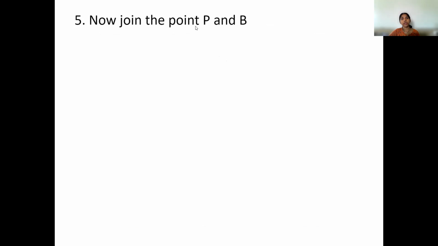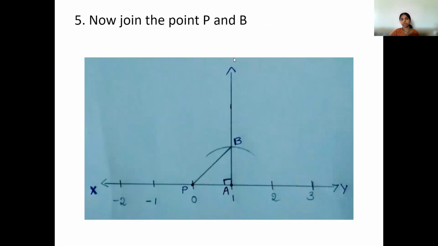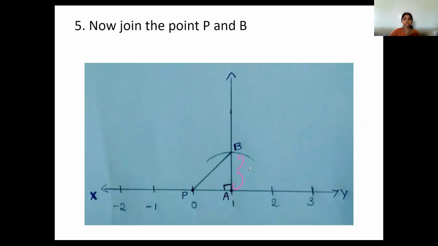Now join the point P and B. That means you have marked a point B at a distance of 1 centimeter from A, right? So this is our new point. We have marked that 1 centimeter as B. From here to here, it is 1 centimeter. Correct?